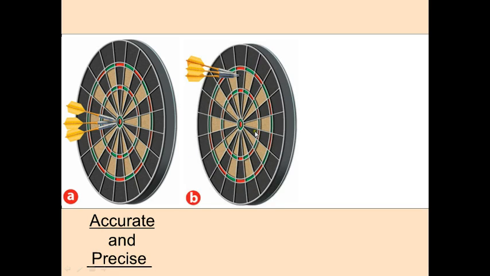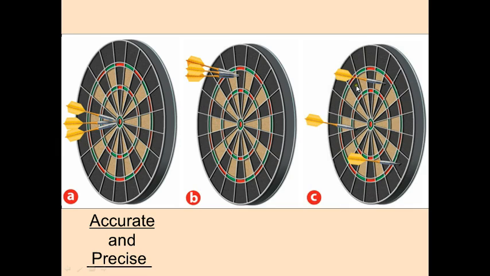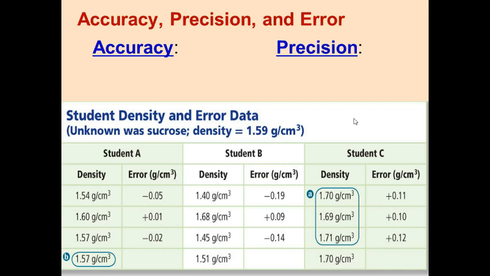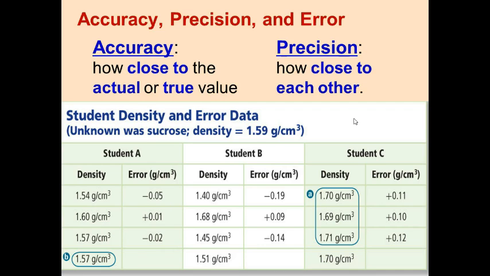What about this target? Is it accurate? It's not on target, so it wouldn't be accurate, but is it precise? Yes, it is precise because the darts, or values in science, are close to each other. So this would be precise but not accurate. And what would this target be? It's not accurate because it's not on target, and neither is it precise because the values are all far apart from each other. Here are the answers like we just talked about, and here are the definitions so you can copy them down.